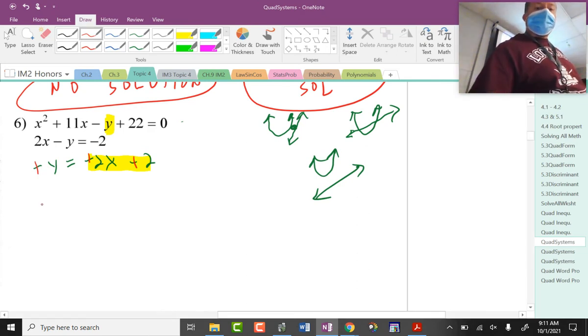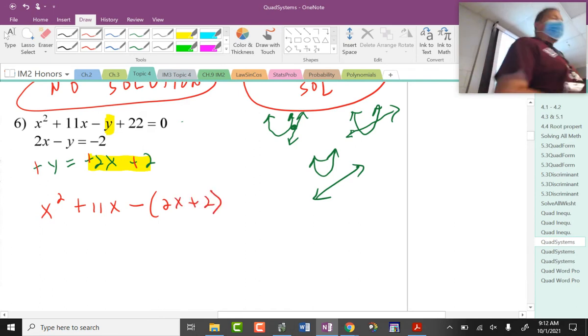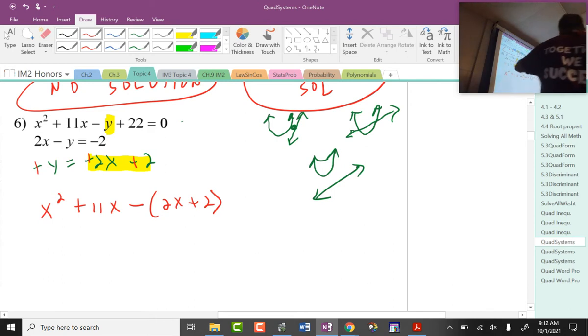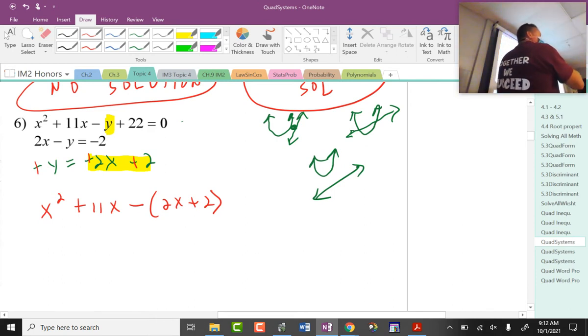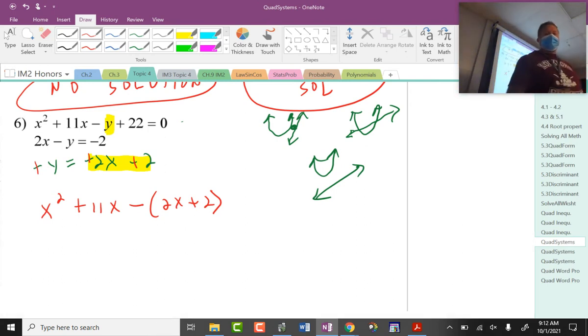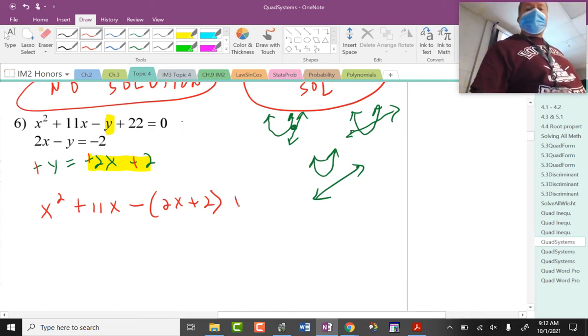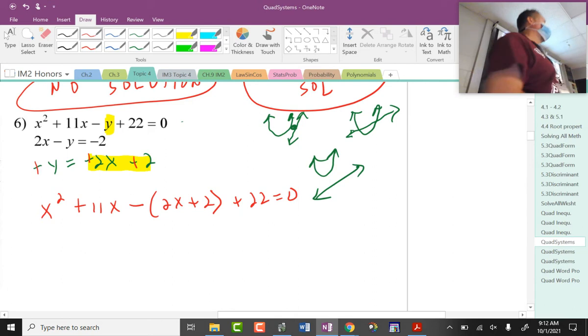Be very, very, very careful. X squared plus 11x minus parentheses. I'm inserting 2x plus 2 in for y, so therefore it must all be subtracted. You know, that's distribution. And this is what students don't do. This is what we get simple mistakes with here.